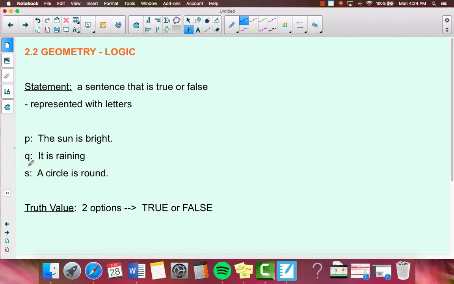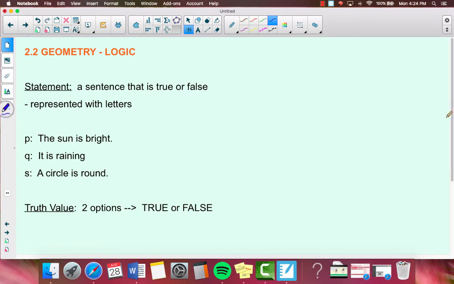Okay, so you want to use these letters. It's a lot shorter to refer to the letter rather than saying the sentence over and over again. Okay, so I just wrote 3 examples of 3 random statements, and obviously all of these could be true or false depending on what we're asking. So the true or false part of it is where we talk about what's called the truth value.